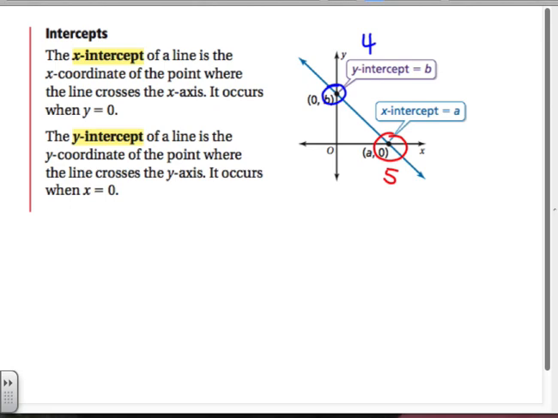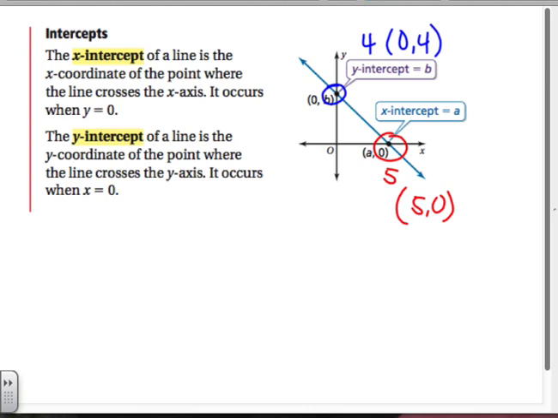So the ordered pair for the y-intercept would be (0, 4). And for the x-intercept, over 5, up 0. Now I'm not going to get too carried away with labeling those ordered pairs, but as long as you understand what intercept means, it means crossing over or passing through. So the x-intercept of a line is the x-coordinate of the point where the line crosses the x-axis. It occurs when y is 0. The y-intercept of a line is the y-coordinate of the point where the line crosses the y-axis, and it occurs when x is 0.